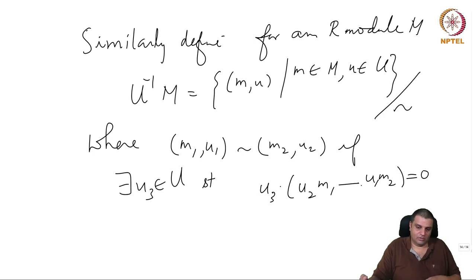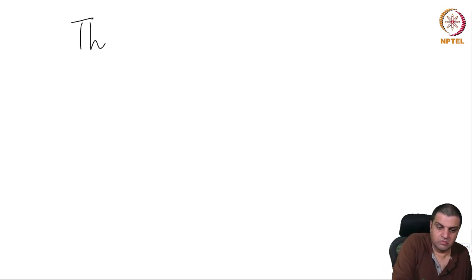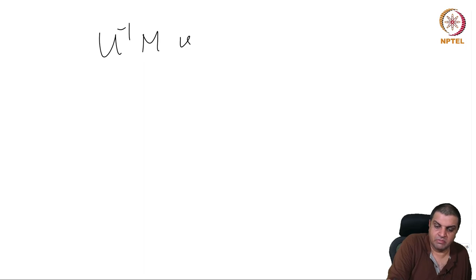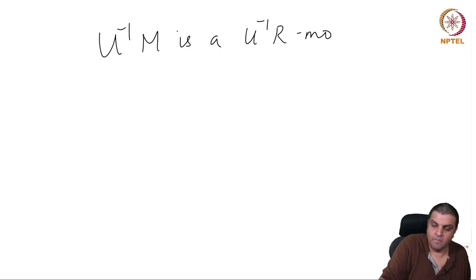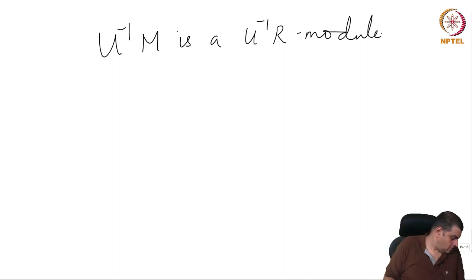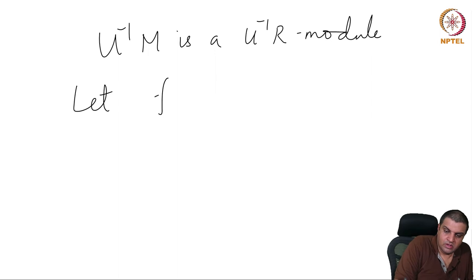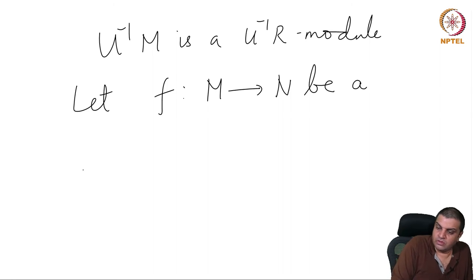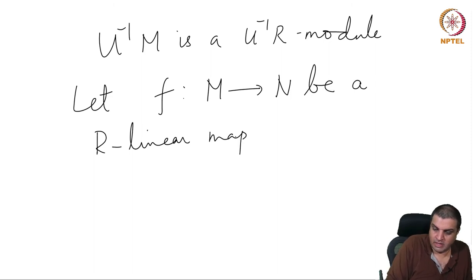To make it work in all generality, not just with rational numbers or Q, one needs to also put this inside here. Okay, so U inverse M is a U inverse R module. And so let f from M to N be an R linear map of R modules.